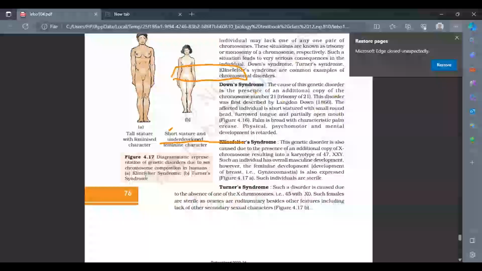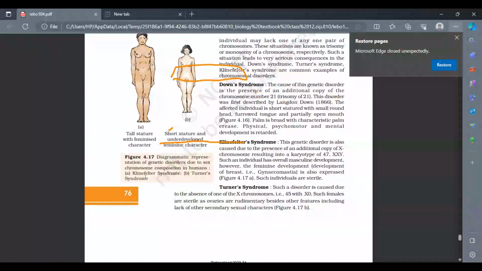One more syndrome is discussed over here, and that is known as the Turner syndrome. Like Klinefelter syndrome was the additional copy of the X chromosome that leads to all kinds of abnormalities, in Turner syndrome you have a lesser number of chromosomes. Instead of having either XY or XX, you have X and nothing with it. We call that XO. So how many chromosomes will there be? Just 45 chromosomes.